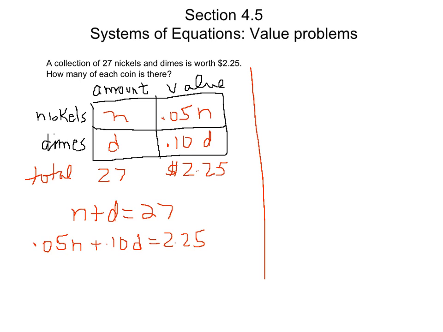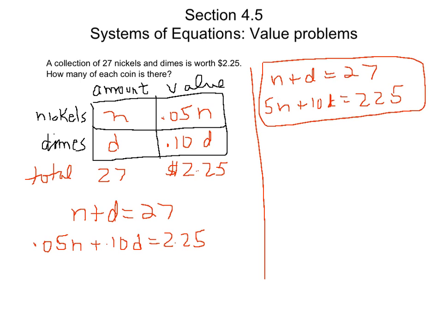So I'm going to rewrite this as n plus d is equal to 27, and multiplying through both sides here by 10, just to get rid of the decimals, I get 5n plus 10d is equal to 225. So here is my system. And how do you think we should solve it? Should we use the substitution method, or should we use the multiplication elimination system? So in this case, I think you should agree that it's easiest to use substitution.